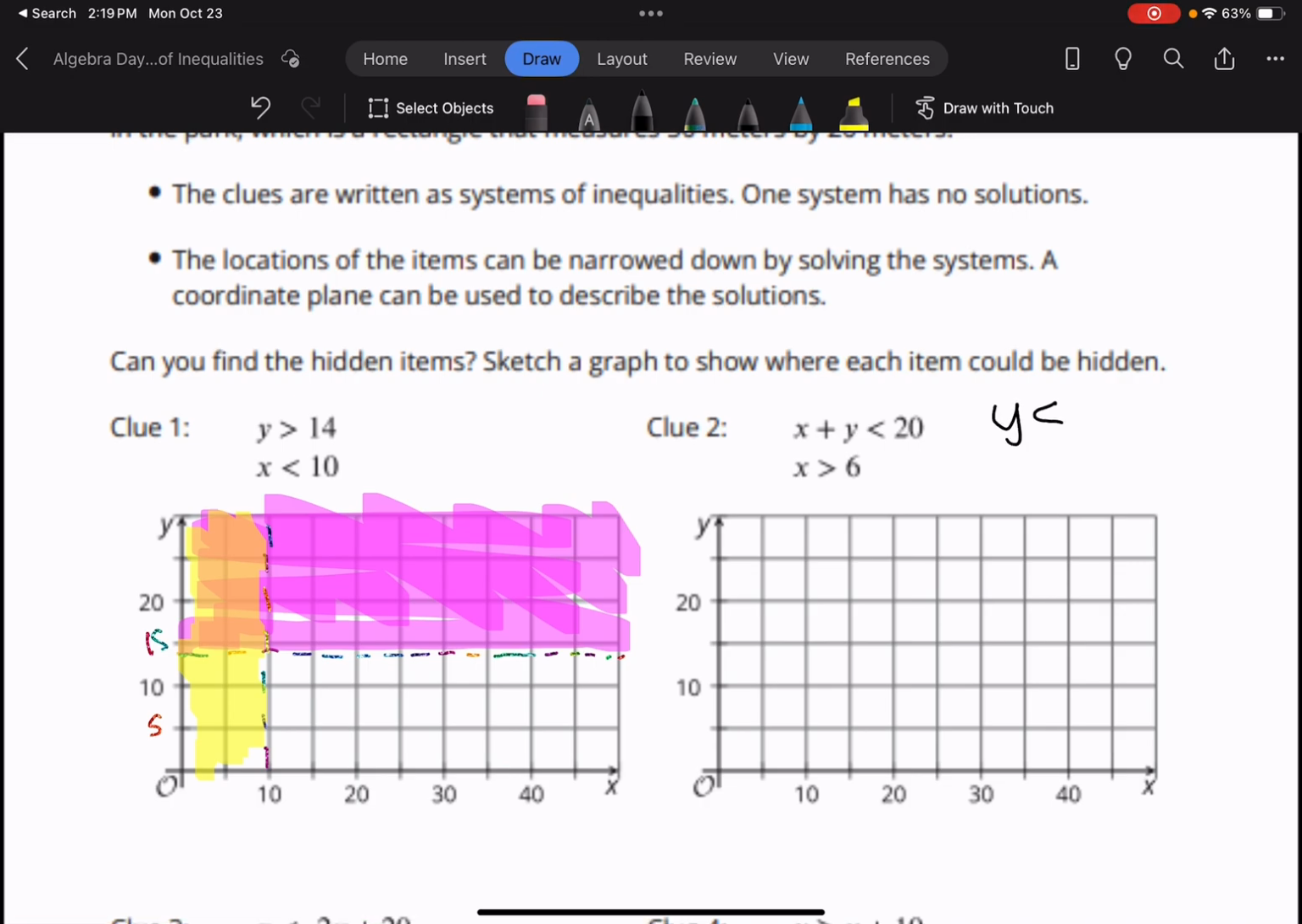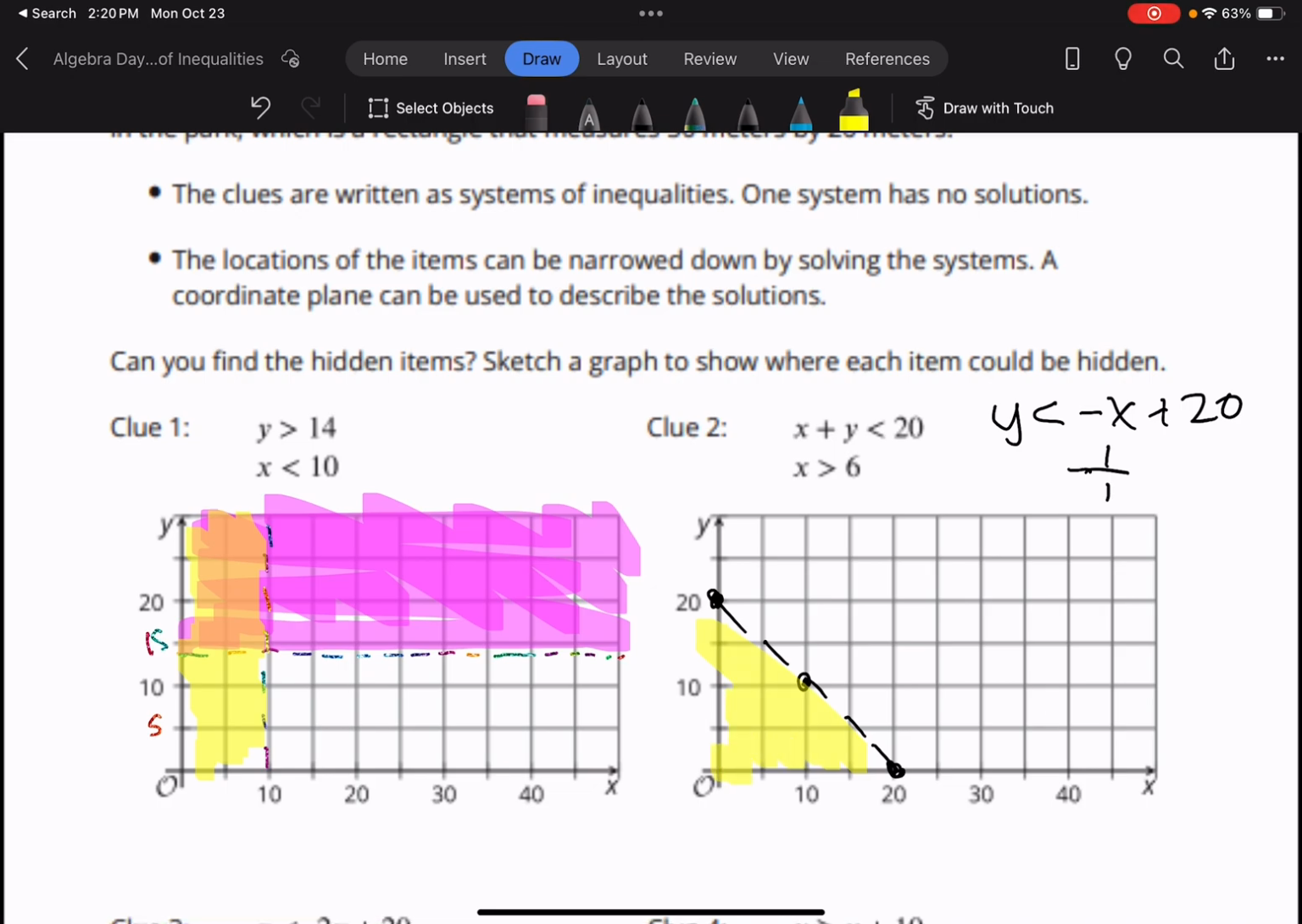Let's rewrite this as y is negative x plus 20. So we have our slope-intercept form. We're starting at 20, and it is a slope of negative 1 over 1. So I can also do that as down 10 over 10, because 10 over 10 equals 1. It's less than, so we're going to do our dotted line. And 0 plus 0 is less than 20, so we know we're going to shade below that line.